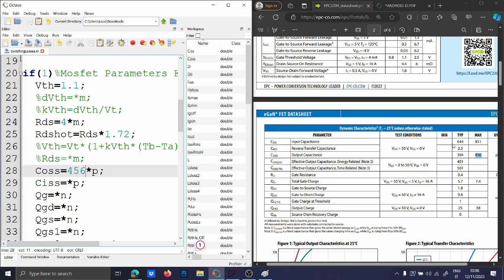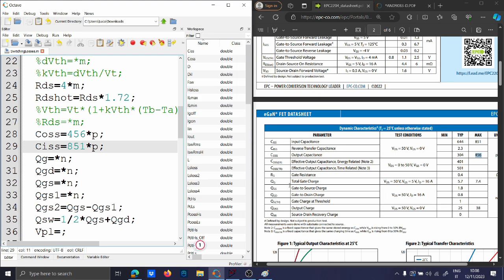CESS, which is the input capacitance, is 851. Now we have the charges. Total gate charge is 7.4. QGD is 0.8. QGS is 1.8 nano. And we can even use the definition of QGS1 and QGS2, which are in another application note.